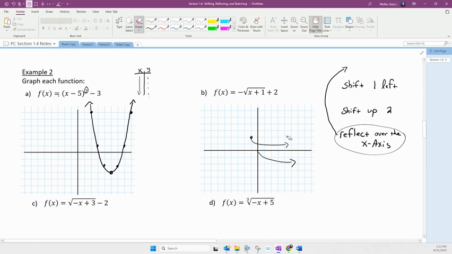Now, if you are going to talk about reflecting last, then that's fine, but you're going to have to not say x-axis, and instead you're going to have to, in this case, say over the line y equals 2, because that's kind of where your new x-axis is after you've shifted up 2. But you can avoid the whole thing by talking about that earlier.